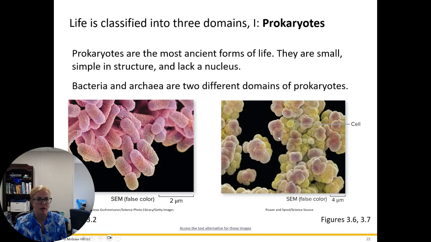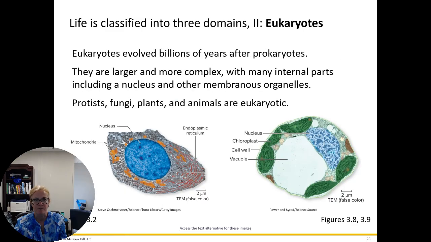And then on the right, we're seeing an archaean. Remember, these tend to be our extremophiles. They might use chemosynthesis as an alternative to photosynthesis.